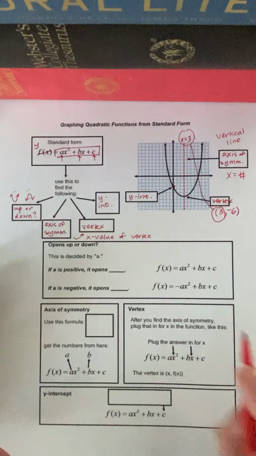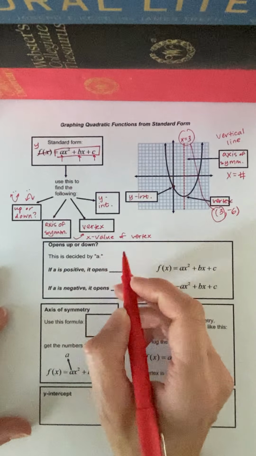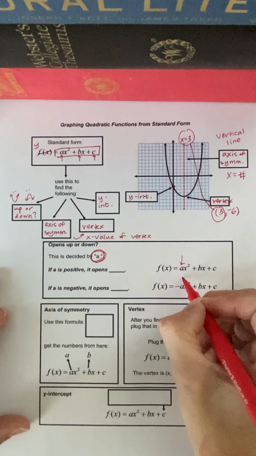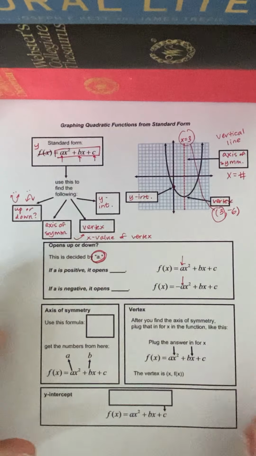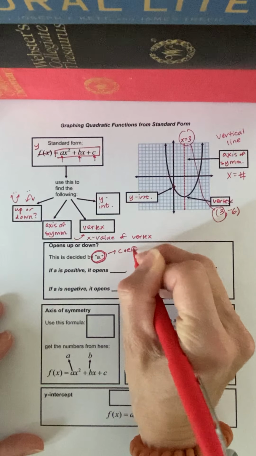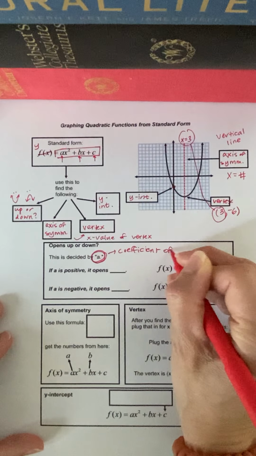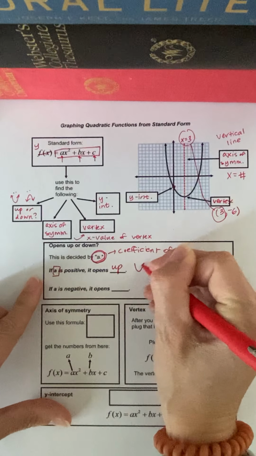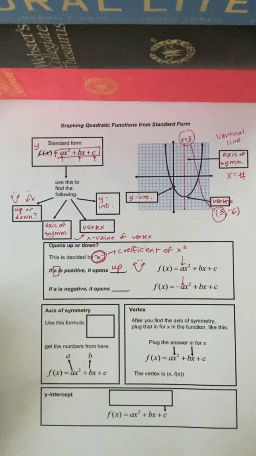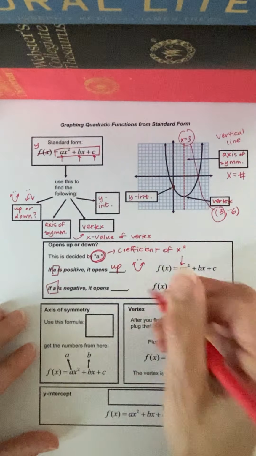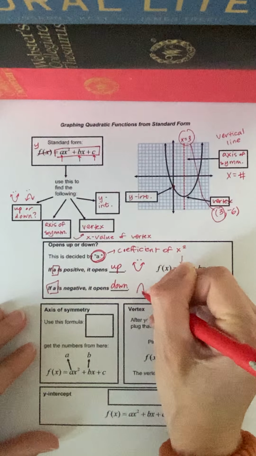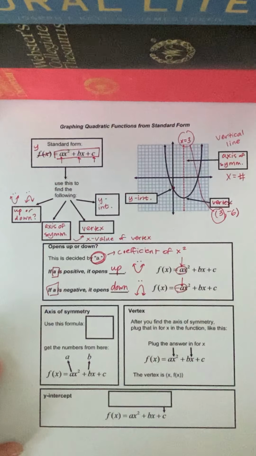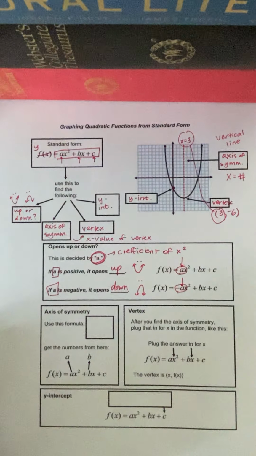Okay, anyway, so the first thing we're going to find is if it opens up or down. That is decided by the a value in ax squared plus bx plus c, so by the coefficient of x squared. If a is positive, it opens up. It's a happy parabola, right? It's being positive, yay. If a is negative, it opens down. It's being a negative parabola, and it's frowning, and it's very sad. So you only look at that in deciding whether it should open up or down.